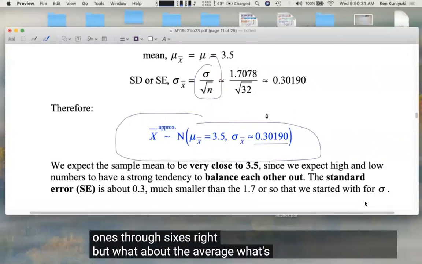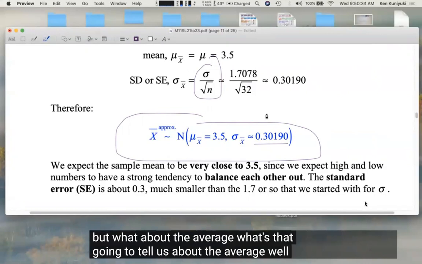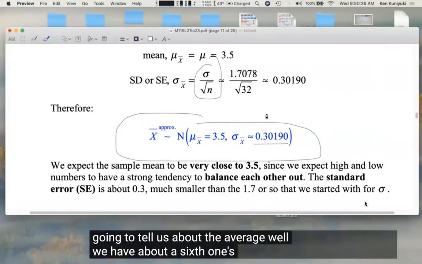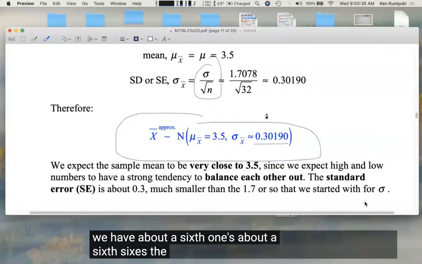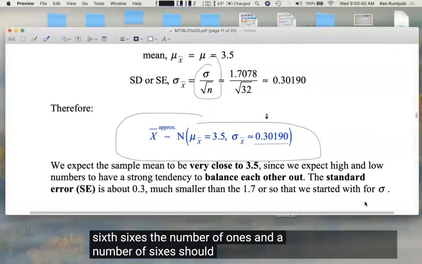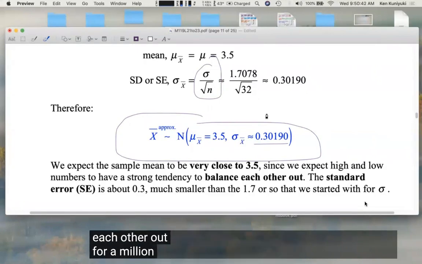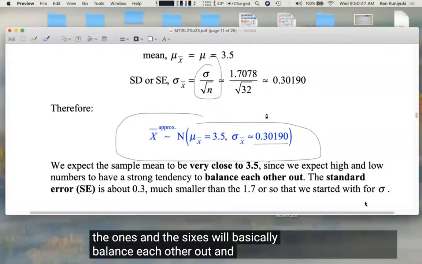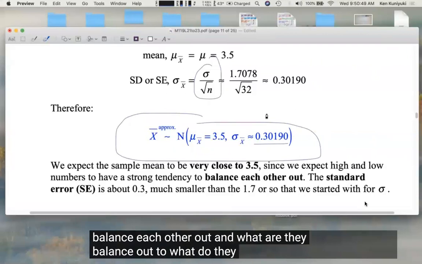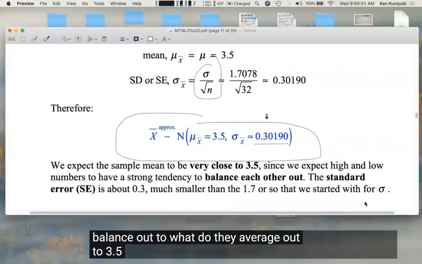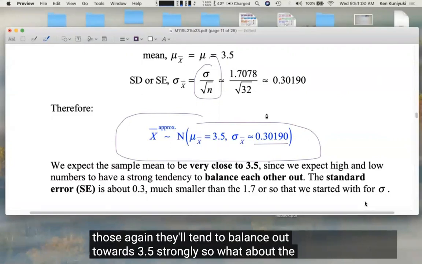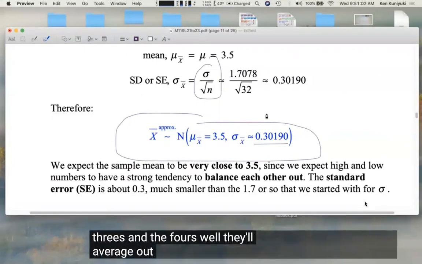But what about the average? What's that going to tell us about the average? Well, we have about a sixth ones, about a sixth sixes. The number of ones and the number of sixes should closely balance each other out for 1,000,000 dice. So don't you think the ones and the sixes will basically balance each other out? And what do they average out to? 3.5. What about the twos and the fives? You should have about equal numbers of those. Again, they'll tend to balance out towards 3.5, strongly so. What about the threes and the fours? Well, they'll average out to 3.5.